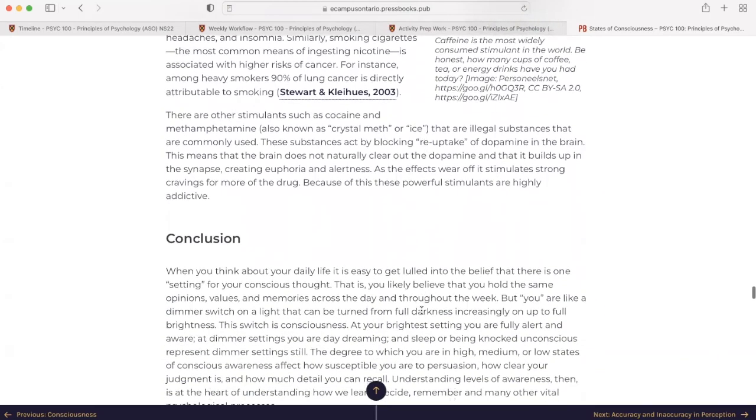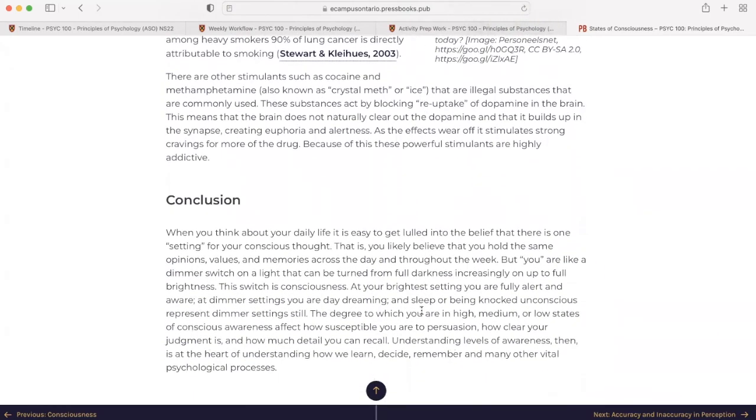There are other stimulants such as cocaine and methamphetamine, also known as crystal meth or ice, that are illegal substances that are commonly used. These substances act by blocking reuptake of dopamine in the brain. This means that the brain does not naturally clear out the dopamine and that it builds up in the synapse, creating euphoria and alertness. As the effects wear off, it stimulates strong cravings for more of the drug because these powerful stimulants are highly addictive.